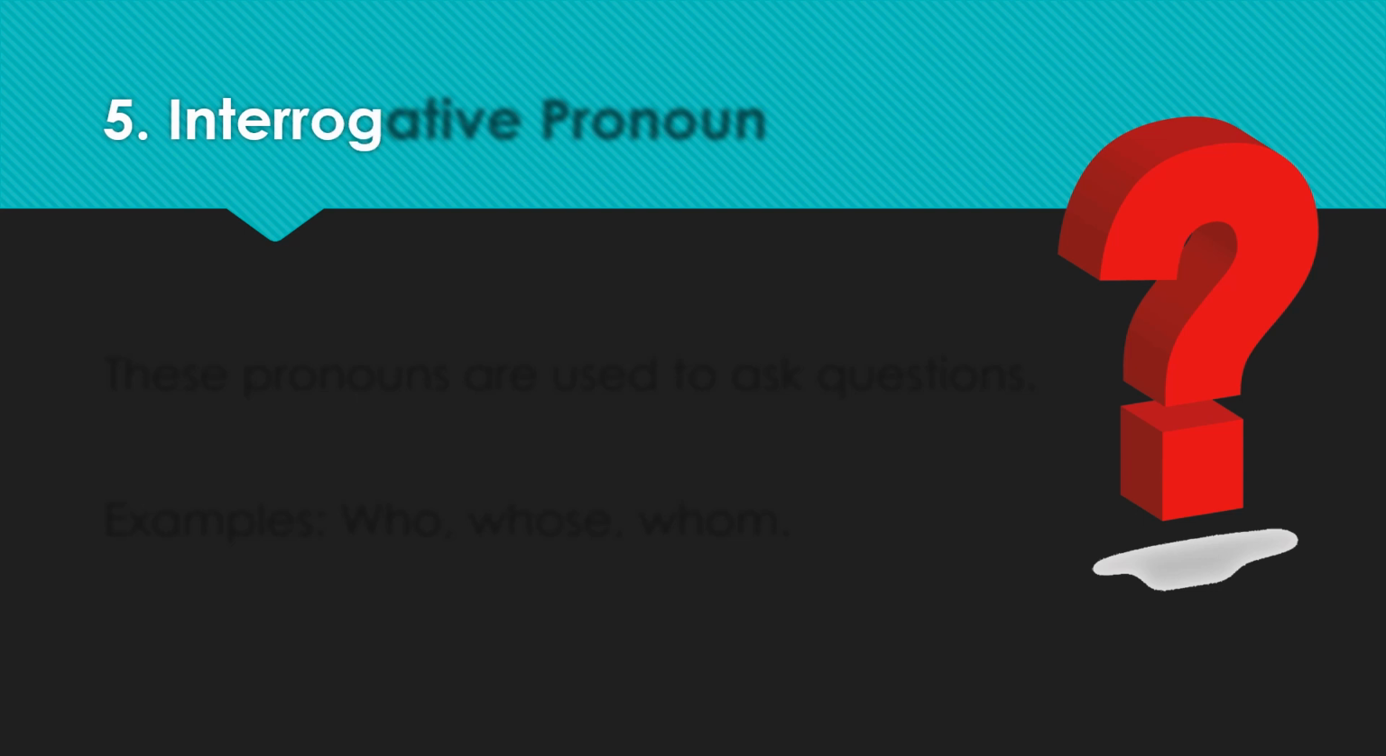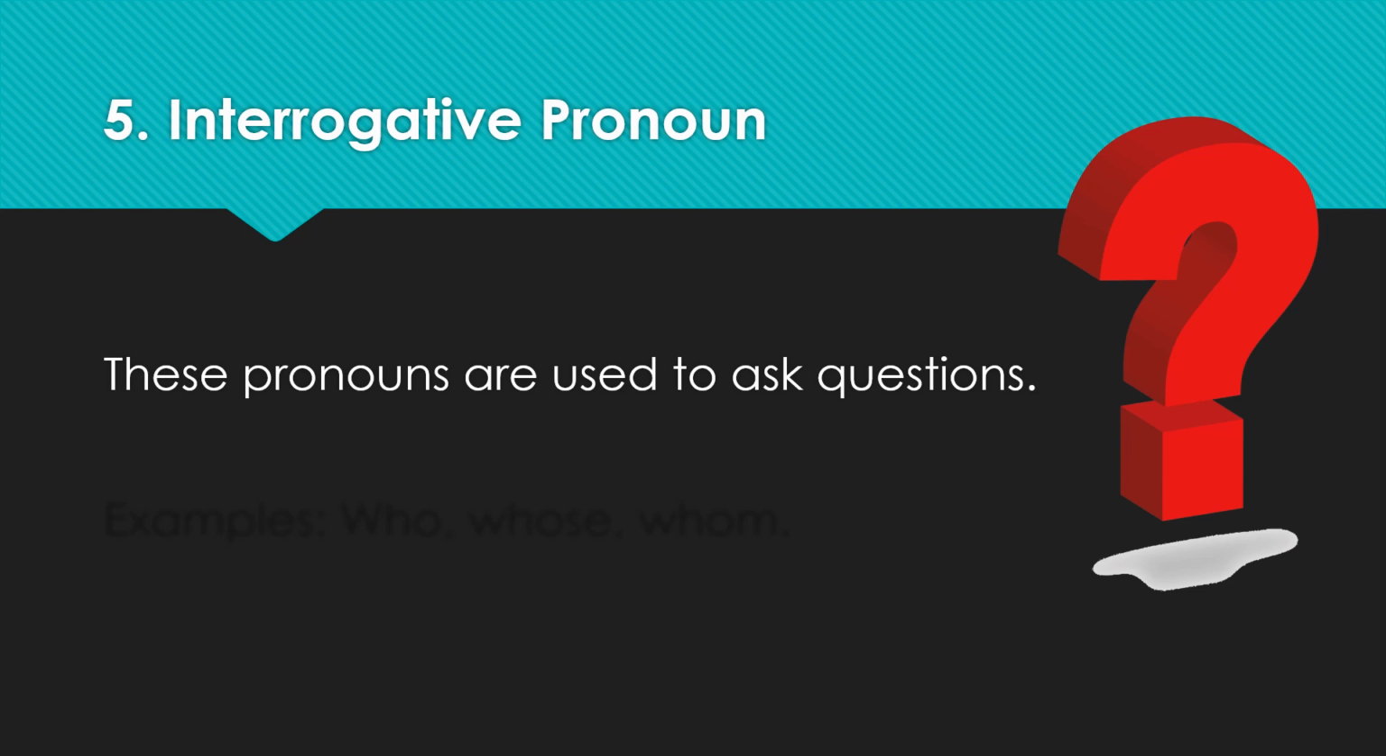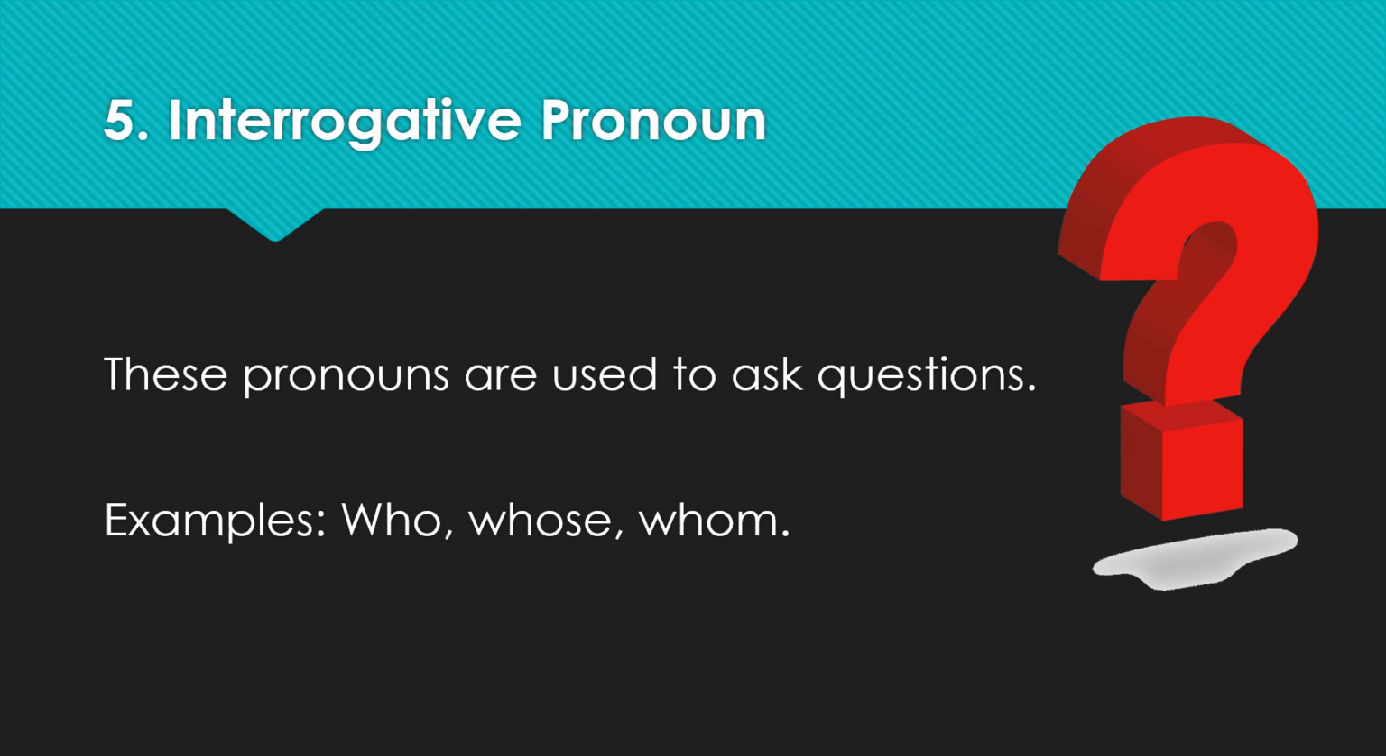The fifth one is interrogative pronouns. So all of you have understood it. Interrogative pronouns are the pronouns which are used to ask questions. So the words which are used to ask questions are interrogative pronouns. For example, who, whose, and whom. So these WH words are used to ask questions and they are known as interrogative pronouns.